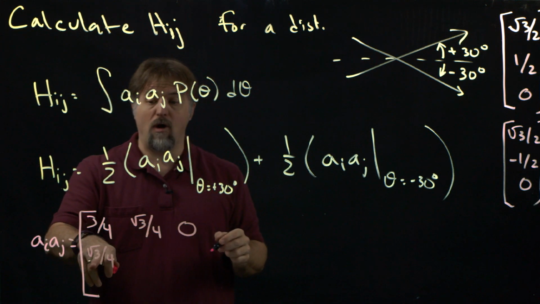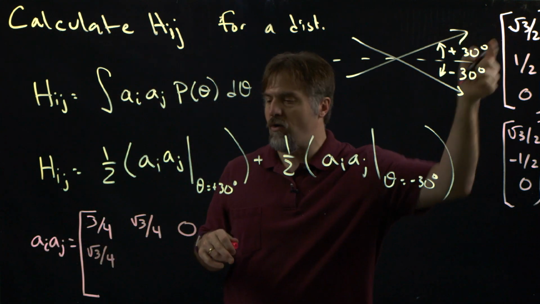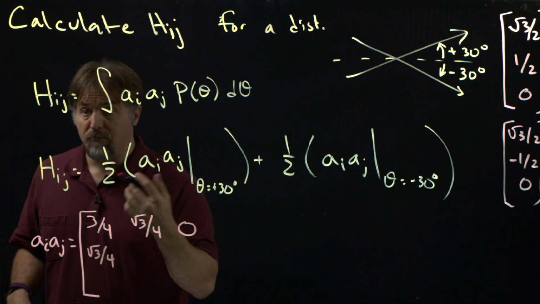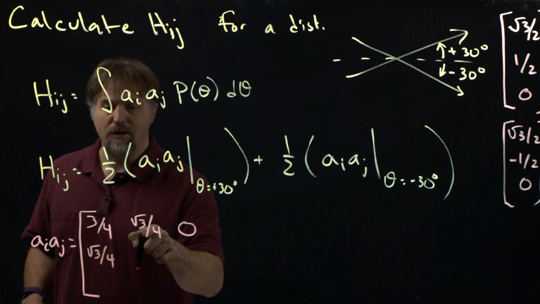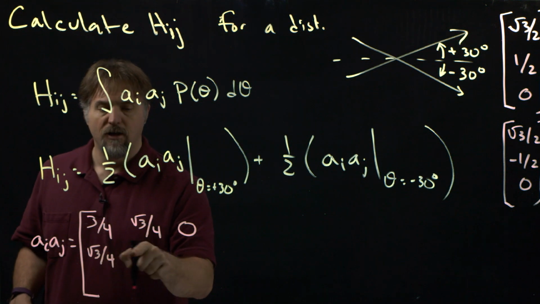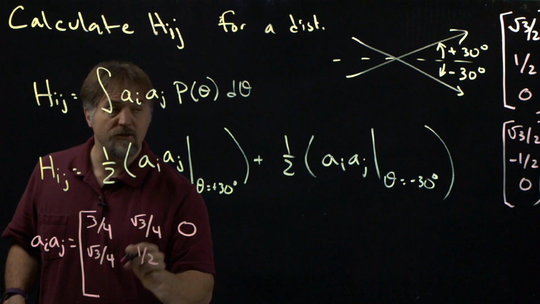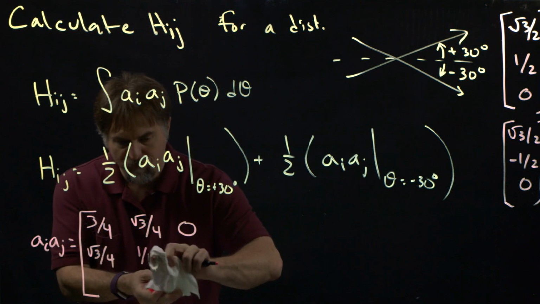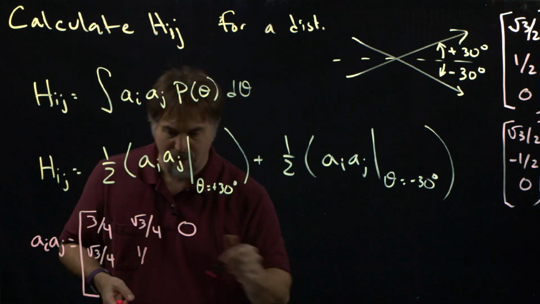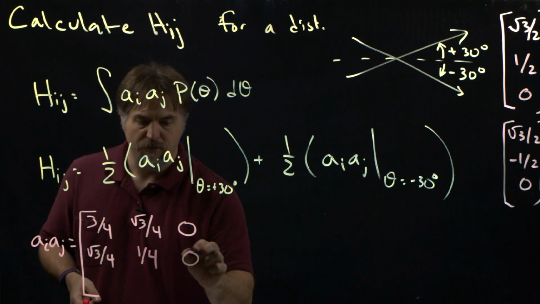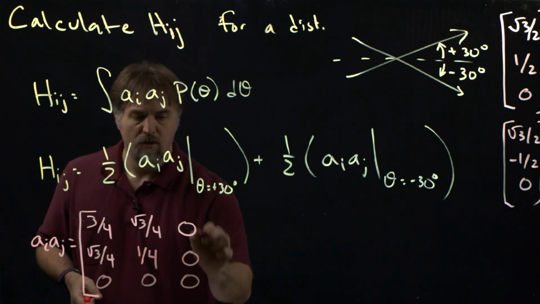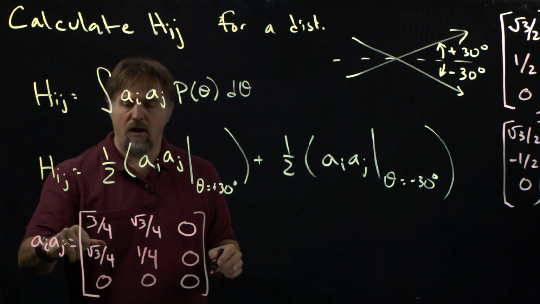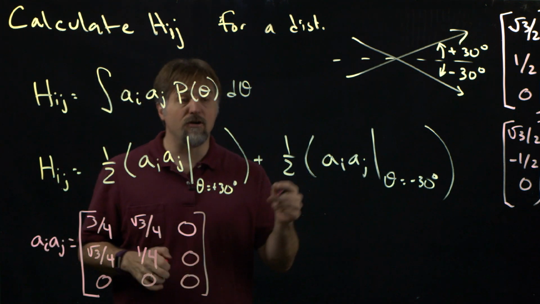This is the 2,1 component, so it's A2 times A1, and you can see that this has to be symmetric. It has to be symmetric because multiplication is commutative. So A1 times A2 is exactly the same as A2 times A1. This is A2 times A2, which is a 4th. I'll make a more 4-looking 4. Actually it is a 4. And then a 0, and then 0, 0, 0. So this is AiAj in the plus 30 case.